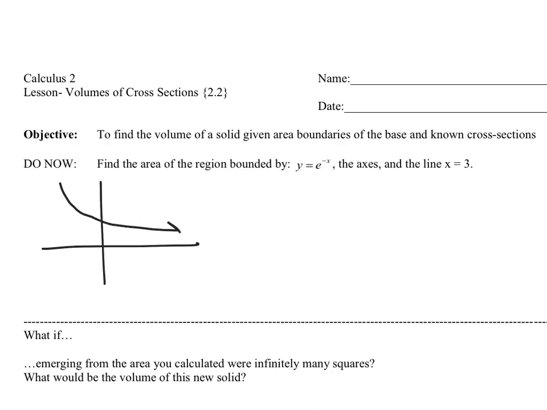This is what e to the negative x looks like. Your calculator can easily tell you that if you didn't know. In reality, it doesn't look anything like that. That's just the way I draw it. It's very steep early on, and then it levels off, but it should look gorgeous and smooth, and mine doesn't. All right. So we have the line x equals 3.